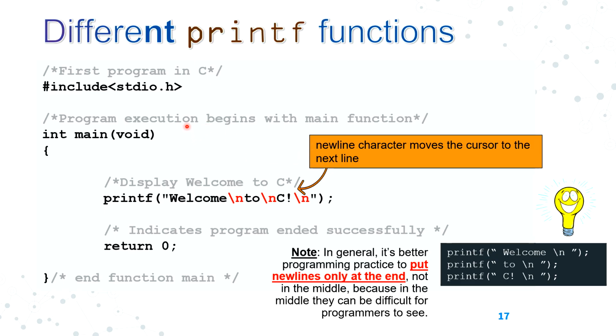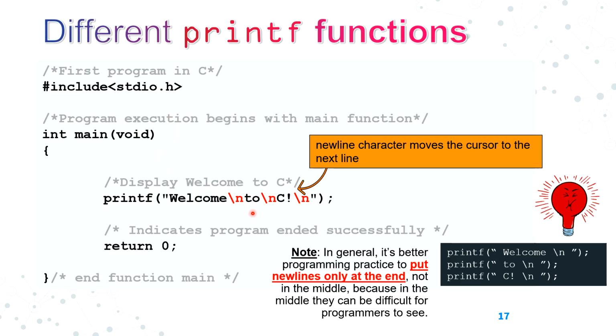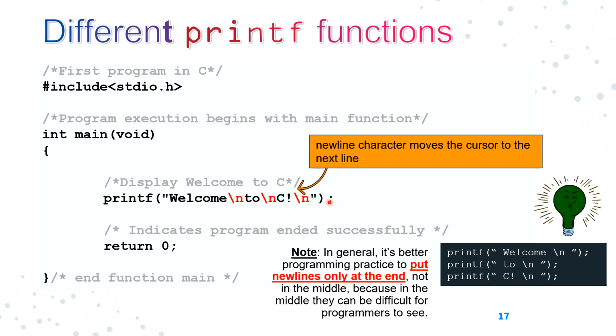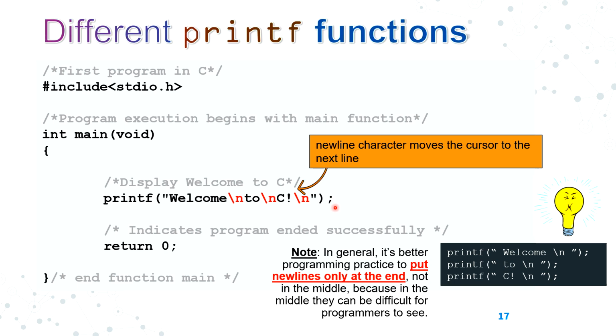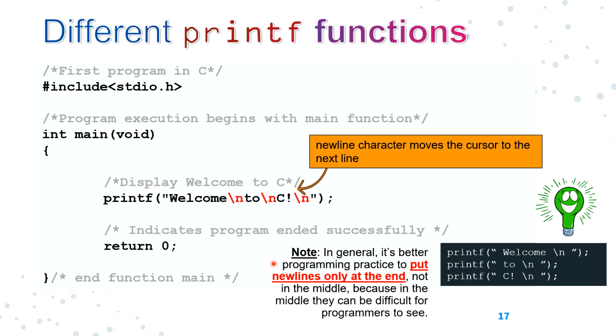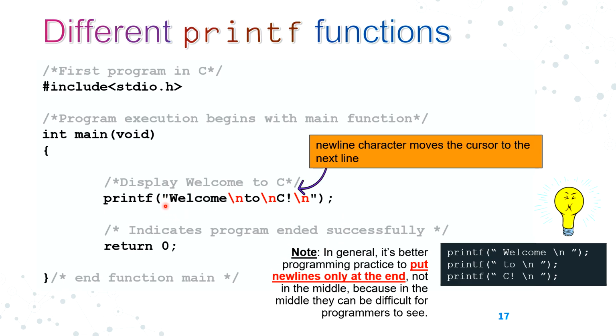The new line character, or the escape sequence \n, moves the cursor to a new line. So it controls where the next output will appear on the screen. New lines can be placed inside a string, like this, but it can be hard to see and understand, making the code less readable. So this is not recommended.